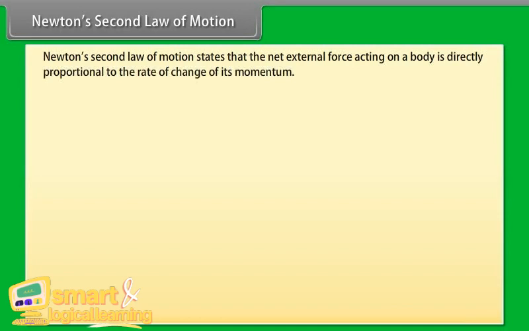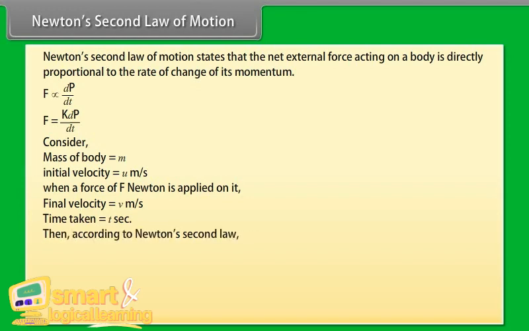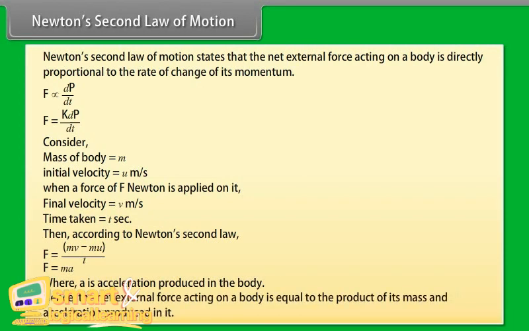Newton's second law of motion states that the net external force acting on a body is directly proportional to the rate of change of its momentum. Its equation is given as follows. Consider a body of mass m initially moving with a velocity of u meter per second. When a force of F Newton is applied on it, its velocity becomes v meter per second after a time of t seconds. Then, according to Newton's second law, F is equal to (mv minus mu) divided by t. F is equal to ma, where a is the acceleration produced in the body. Hence, the net external force acting on a body is equal to the product of its mass and the acceleration produced in it.